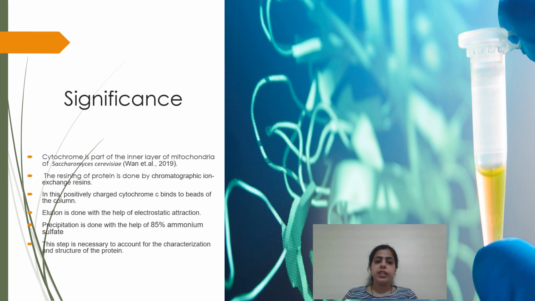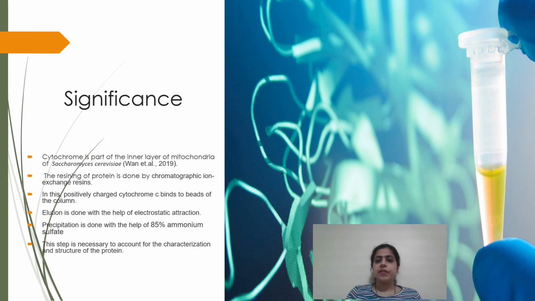So for the protein extraction, first we need to lyse the yeast cell. Yeast means Saccharomyces cerevisiae. It contains cytochrome C. So for that, we lyse the Saccharomyces cerevisiae cells. To lyse those cells, we use an electric blender, and after that we wash them. For the washing, we are using Biorex 70.